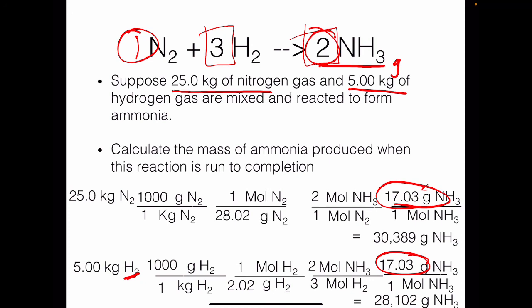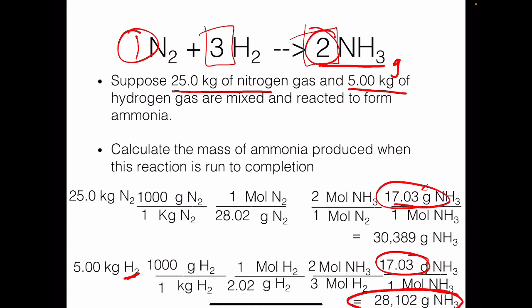Now, we have two masses that are formed, but only one of them is correct. So remember when we were looking at our hot dog example, we were only able to take the answer that produced the smallest amount. So that's what we were looking at here as well. So this is going to be our answer, 28,102 grams of ammonia. And that's because I cannot produce any more product than the limiting reactant will allow me to produce. In other words, the smaller answer is the correct one.